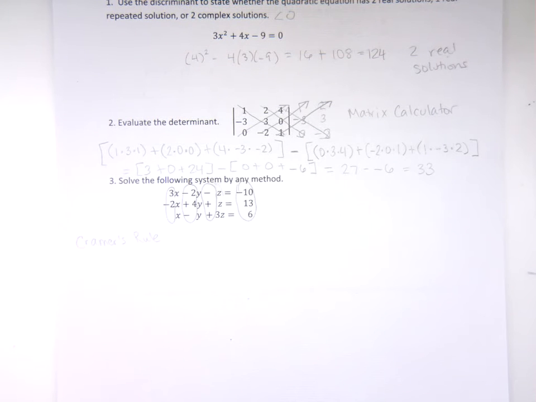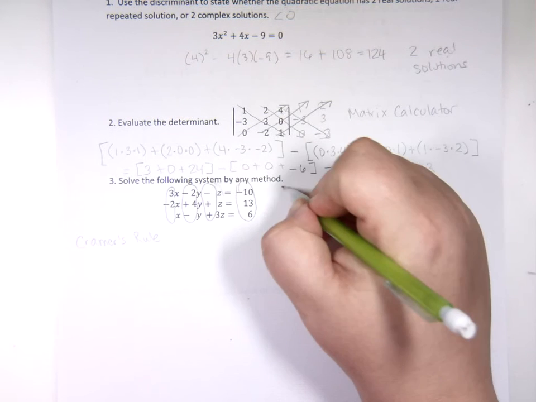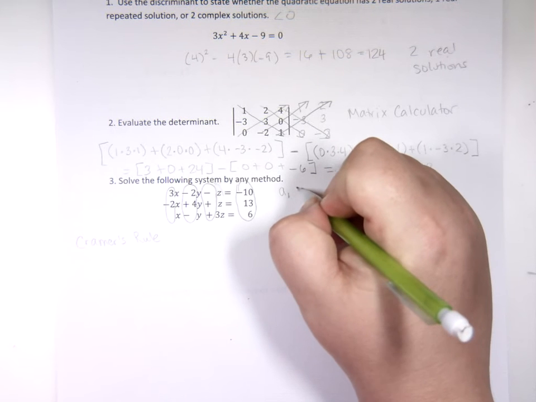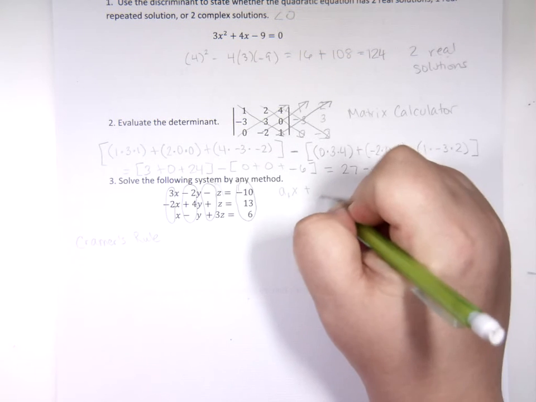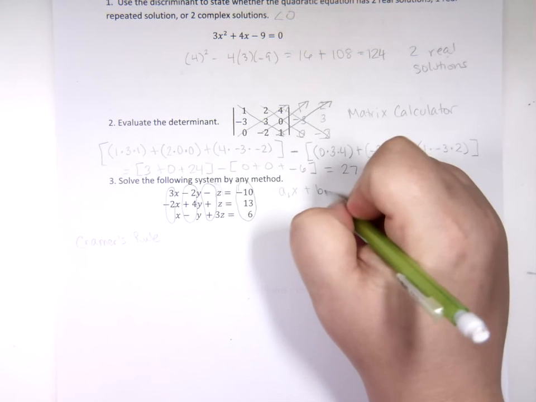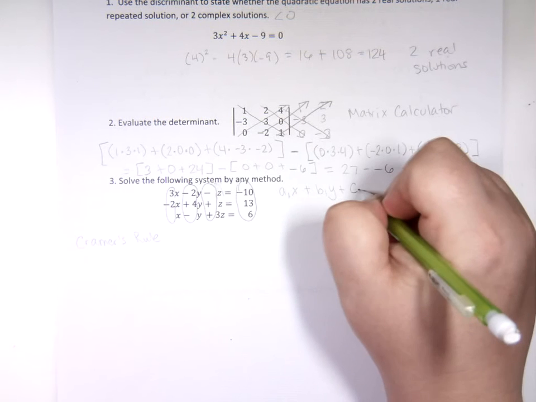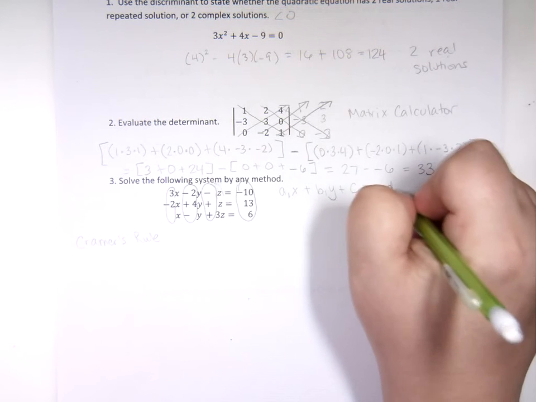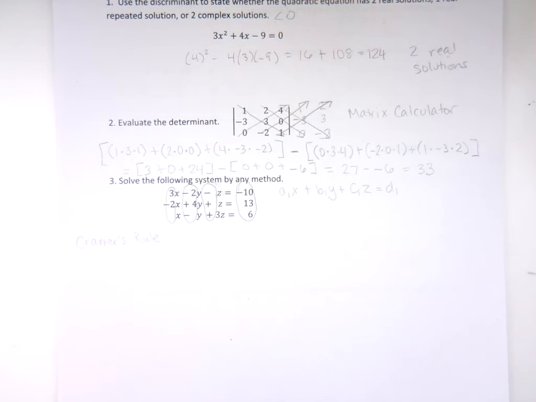So I'm going to call this A1x plus B1y plus C1z equals D1, because that's our first equation, so everything has a subscript of 1.